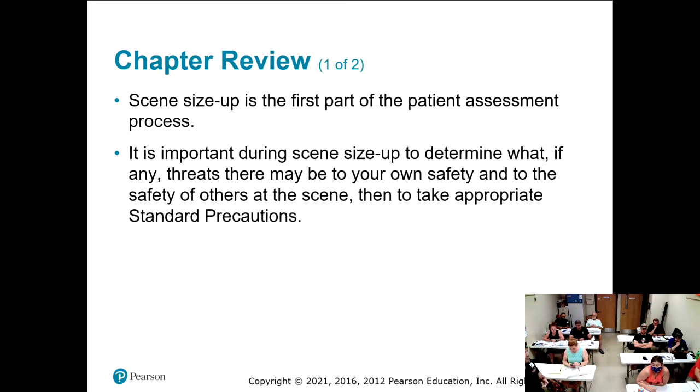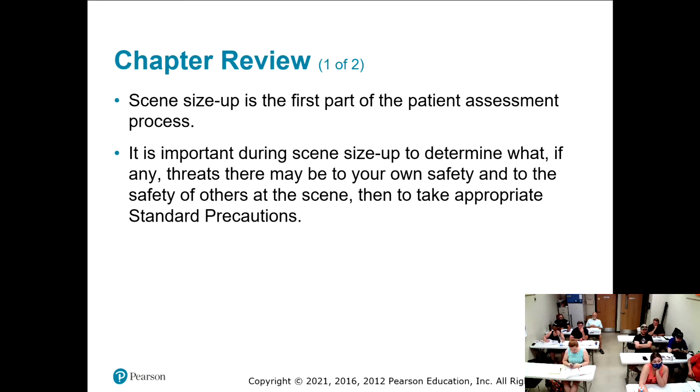So scene size up. This is the first part of our assessment. When we go to an accident, when we go to a chest pain patient, scene size up is something we're doing. We're taking a look around. We're taking a look at the house. Is it well kept? Are there hazards? Is it icy? Are there wires hanging down because wind blew them over? Are there trees down in front? All that stuff's part of scene size up, especially in EMS.